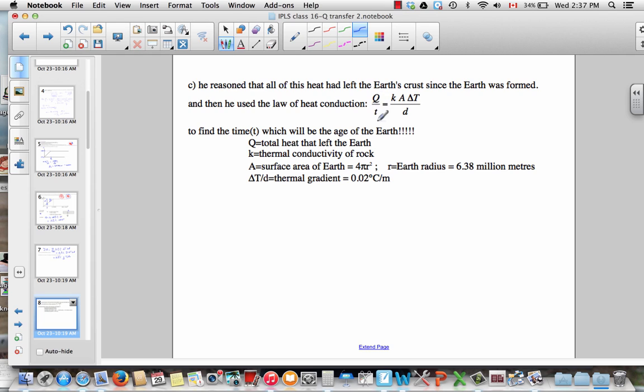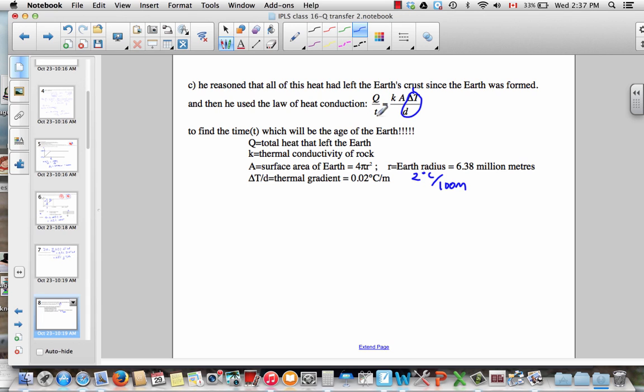Well, now we could use Fourier's law, and we could say we know how much thermal energy is left. We'll assume that rate's been constant. We know the thermal conductivity of rock. We should be able to solve for time. And this ratio right here of temperature change over distance, that is just that thermal gradient that they found from coal mines, that for every 100 meters, it went about 2 degrees centigrade of temperature increase.